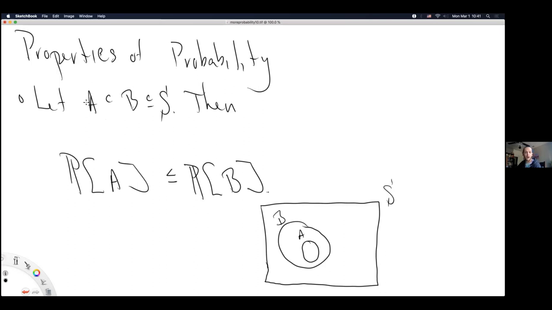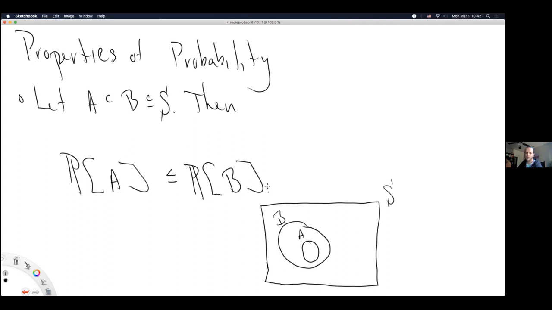If A is a smaller set than B, then the probability of A is going to be smaller than the probability of B. And you can imagine that as just seeing the picture where A is a smaller set than B. And this isn't too bad to think through. Probability is area under non-negative functions. Probability is area under density functions. Correct. A is smaller because it is a strict subset.